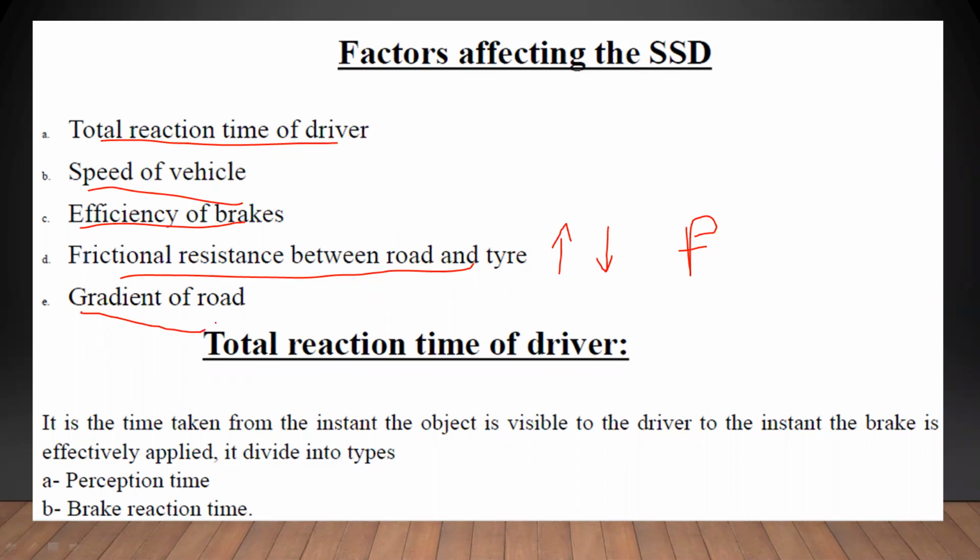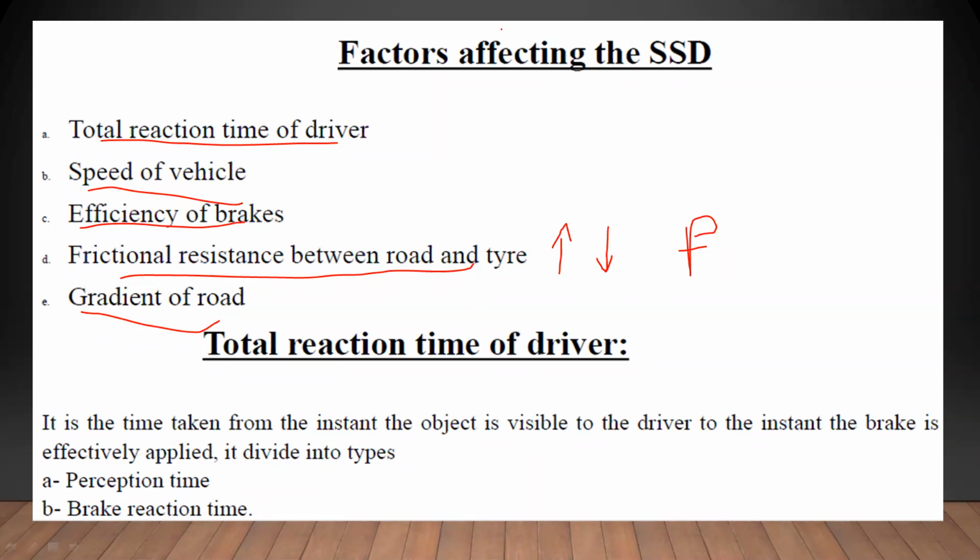Next, the gradient of the road is also important. For ascending gradient, that is climbing any slope, whenever you apply the brake, the application of brake is very less. While descending, the application of the brake is very difficult. For climbing, there is no need of any application of brake, but sometimes we require it so that the vehicle will not go back.